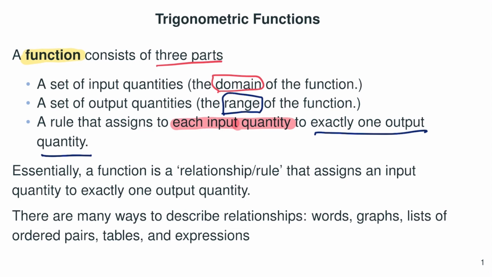Essentially, a function is a relationship or rule that assigns an input quantity to exactly one output quantity. This is very important. This one line sums up what a function is. There are many ways to describe this relationship: in words, graphs, lists of ordered pairs, tables, and expressions. Because we're in math class, we often use graphs and equations. An equation is just one way to express a function.